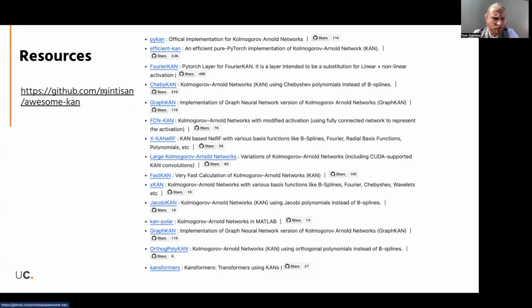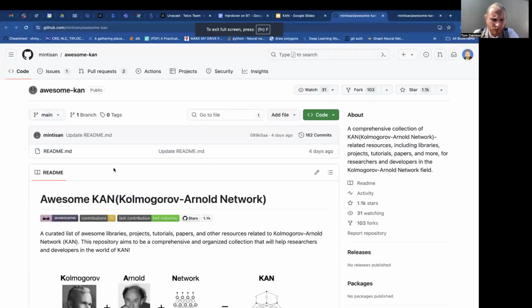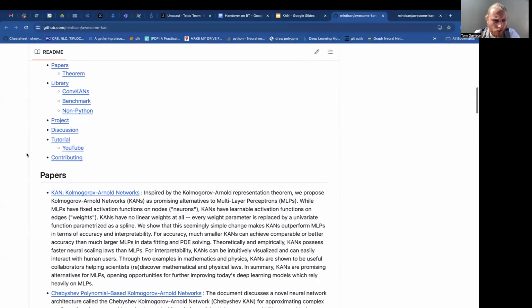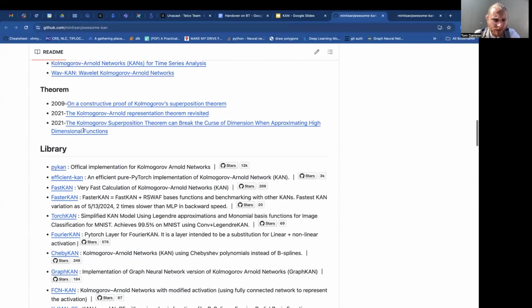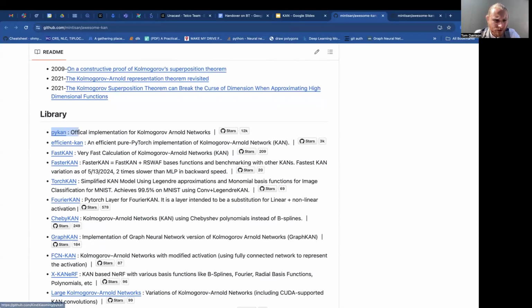Here's a resource page. I really encourage you to go and have a look at. Let's open it up. This is Awesome CAN. It's a repo where they've just started collecting resources about CANs. Here's the original paper. Please read it. It's fantastic. And here is the original library.